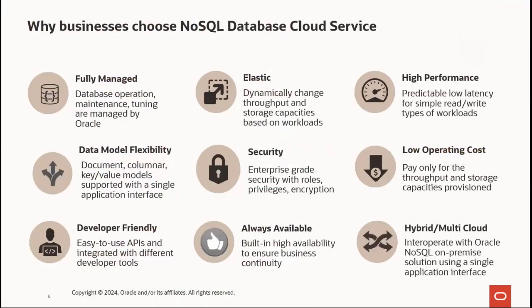Why do businesses choose Oracle NoSQL Database? In particular, the cloud service, it's fully managed. As I showed in the very intro slide, we have multiple data models that we can use. Now, in this case, I'm going to use slightly different terminology than what I used in the original slide. Basically, we have document. Columnar is nothing more than a relational database sort of style. And then there is key value. And we support all of those with a single application interface. That application interface can be used in any of those different models.